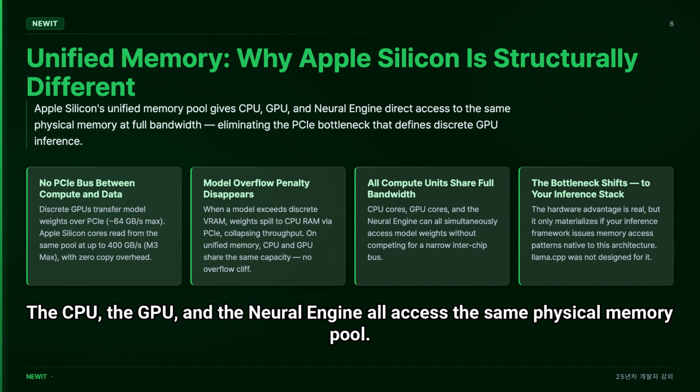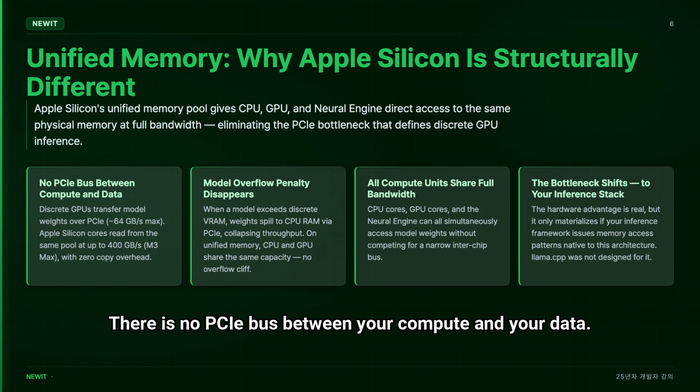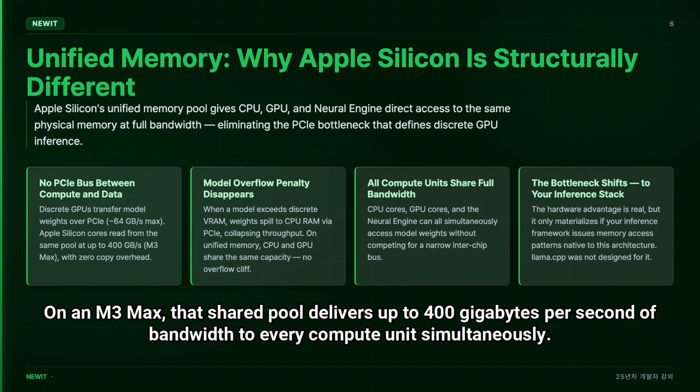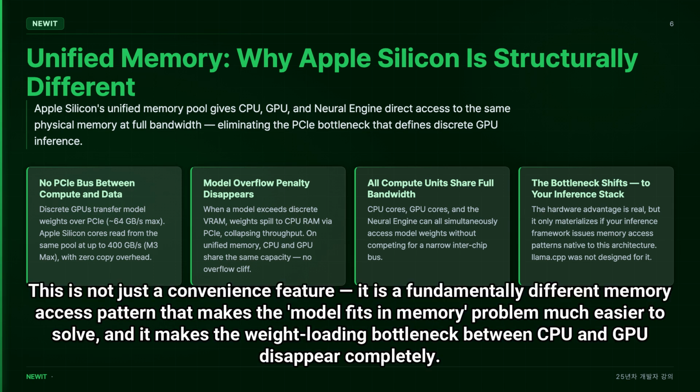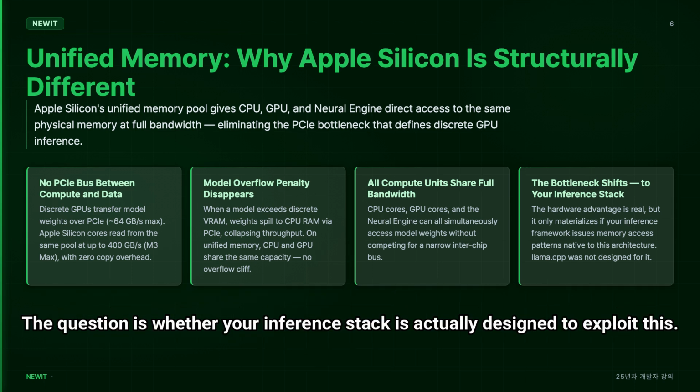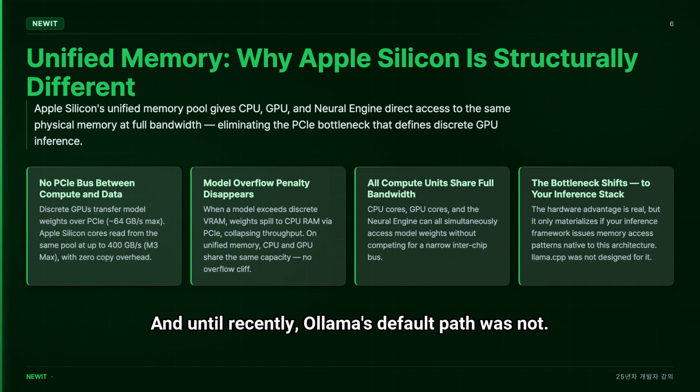Apple Silicon eliminates this boundary entirely. The CPU, the GPU, and the neural engine all access the same physical memory pool. There is no PCIe bus between your compute and your data. On an M3 Max, that shared pool delivers up to 400 GB per second of bandwidth to every compute unit simultaneously. This is not just a convenience feature. It is a fundamentally different memory access pattern that makes the model-fits-in-memory problem much easier to solve, and it makes the weight loading bottleneck between CPU and GPU disappear completely. The question is whether your inference stack is actually designed to exploit this. And recently, Ollama's default path was not.